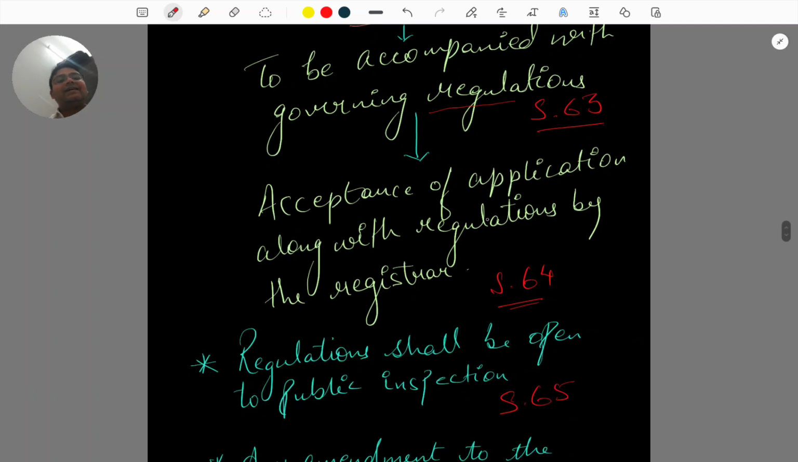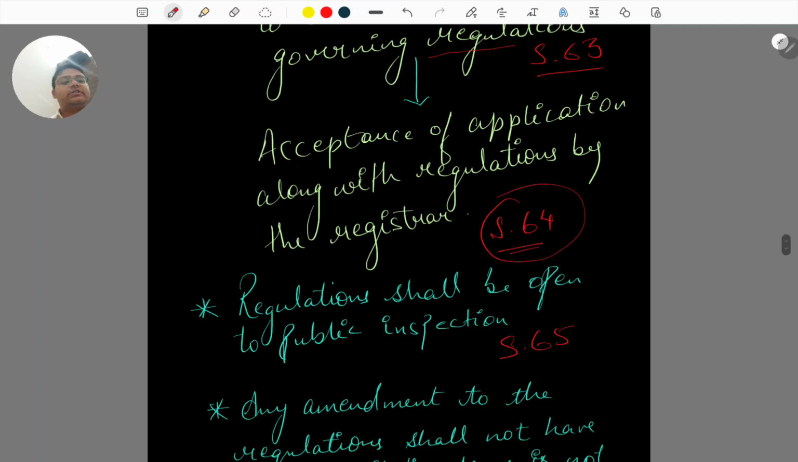Post this, the application moves for acceptance, and this can be unconditional as well as conditional acceptance. So the Registrar may accept it conditionally or may impose certain conditions for accepting the particular mark. Along with the application, the regulations are also subject to acceptance or rejection by the Registrar. If the application is accepted, then the regulations also have to be accepted. Otherwise, the Registrar may ask you to amend the regulations if he finds any ambiguity in the regulations. This is covered under Section 64.